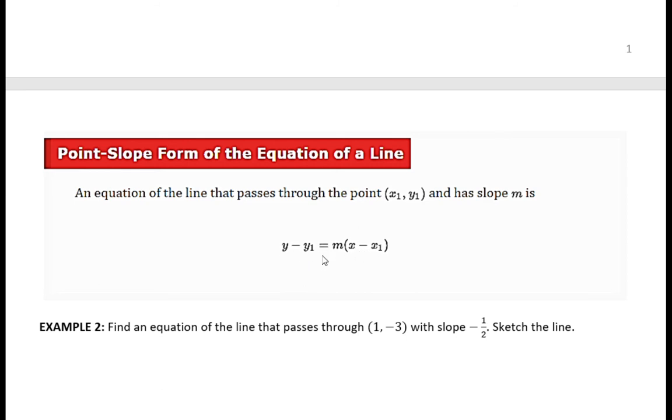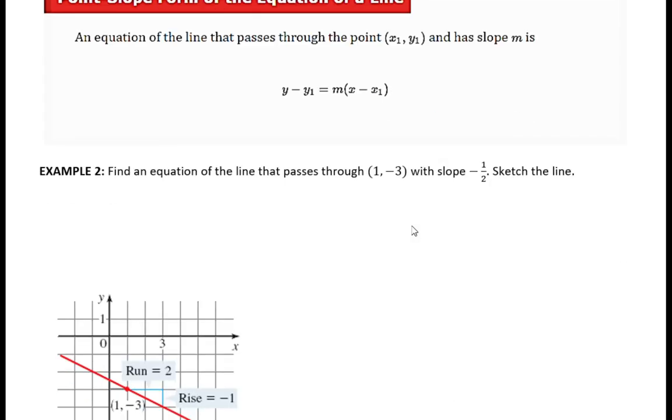But here x and y are your dependent and independent variables. So x and y stay here. Those are the variables of the equation. x1 and y1 are the coordinates of your point, and m is the slope.